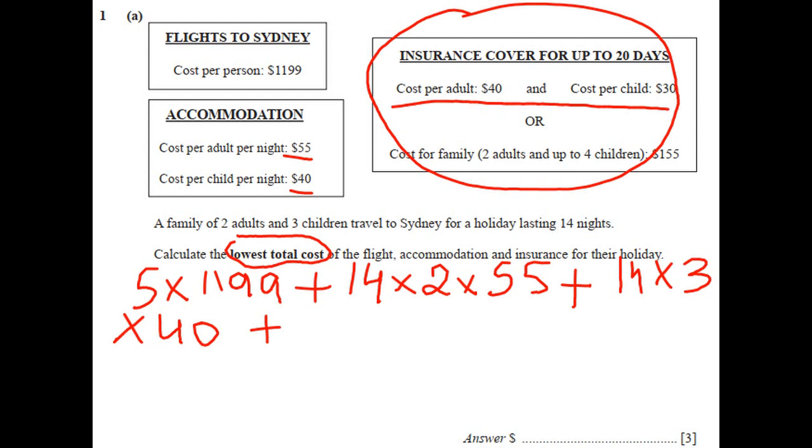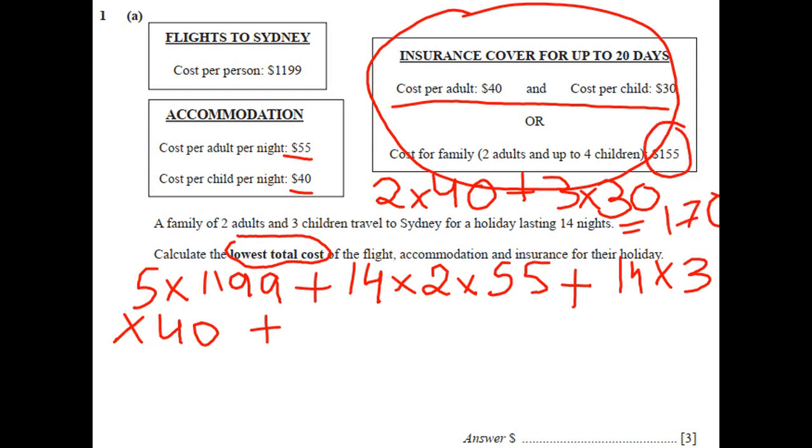If we use this option, we have to pay 2 times 40 since we have 2 adults plus 3 times 30. Now this equals $170, which is not cheaper than $155. So it's better to stick to this other option, cost for family. So we'll stick to the second option and add $155 over here. And the total sum of this equation will be $9370, which is our answer for this question.